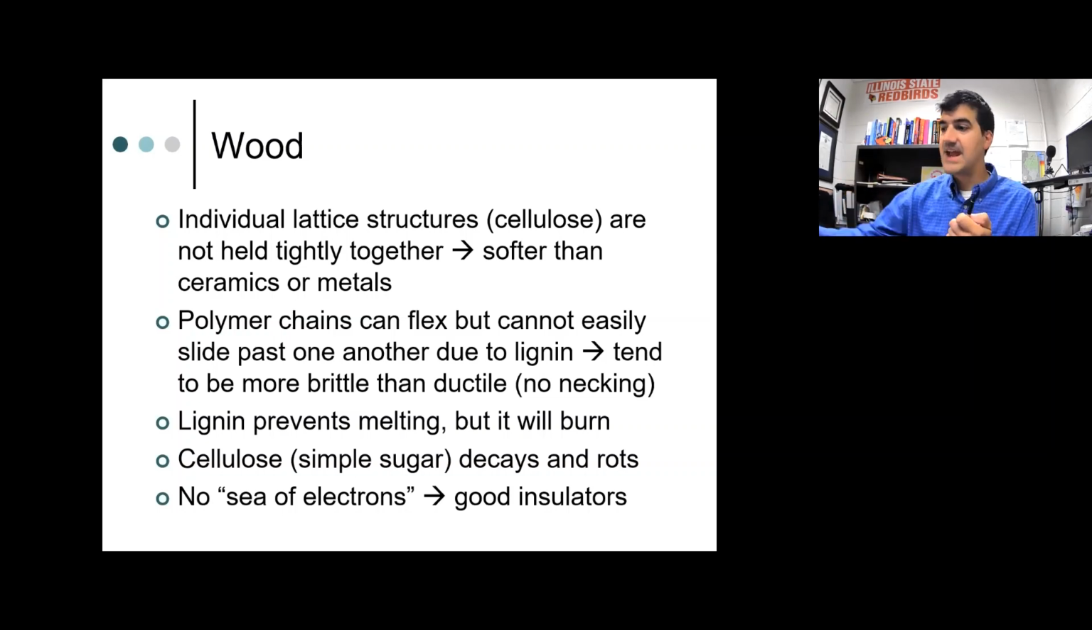If you pull on it, you're not going to get necking like this. You won't see a wood deform like this. So that's why they tend to be brittle and not ductile. The lignin makes it so that the cellulose is not going to melt, but it will burn, kind of like a thermoset polymer material. The cellulose is really just a simple sugar, and therefore it will decay and rot. So that's primarily what decays and rots over time. If a tree falls in the forest, that's what's decaying and rotting. There's also no sea of electrons, so that's what makes wood a good insulator, because there are no free electrons that move around to conduct electricity.